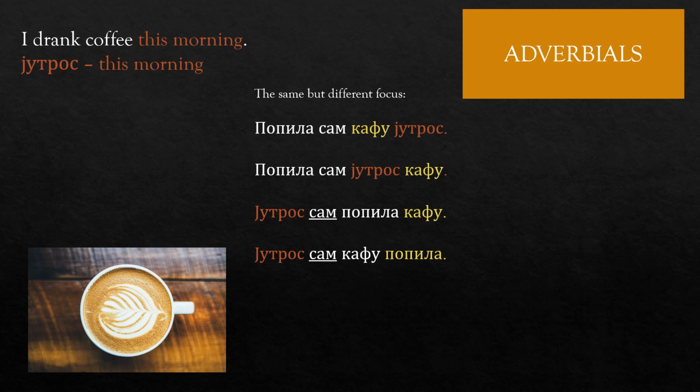But there's one thing that you need to keep in mind. If jutros is in the beginning of the sentence, this requires the auxiliary and main verb to swap places. So it's not going to be jutros popila sam kafu, but jutros sam popila kafu. In the sentence jutros sam kafu popila, you are saying that this morning you actually drank the coffee, you didn't throw it away. The focus is on popila.